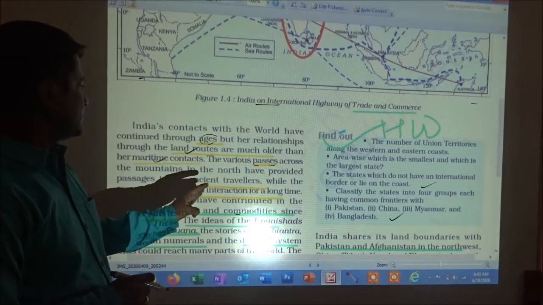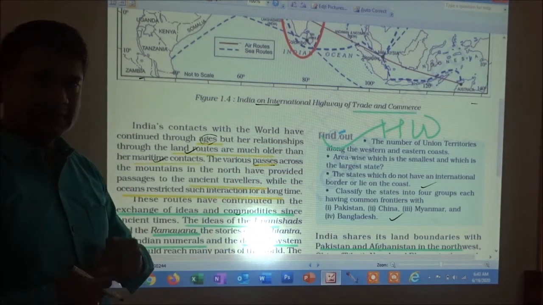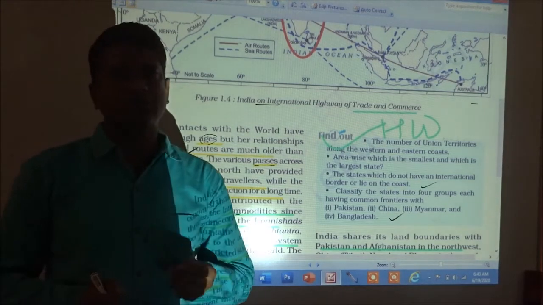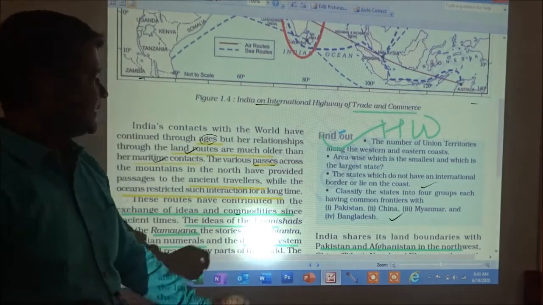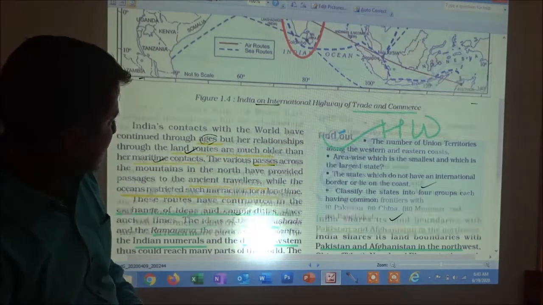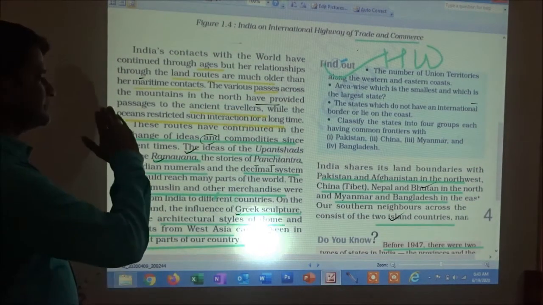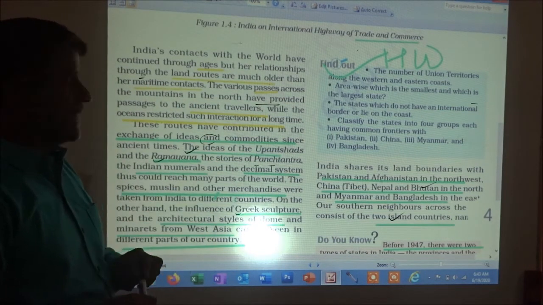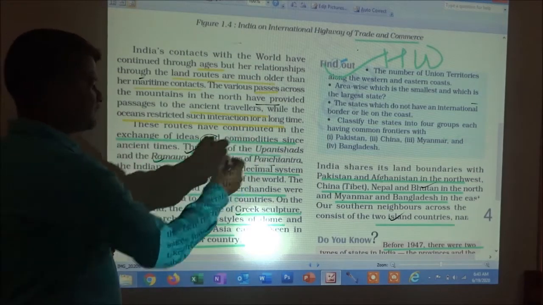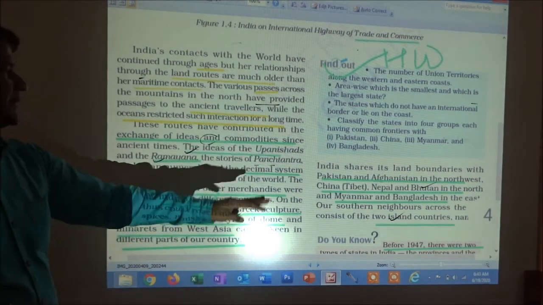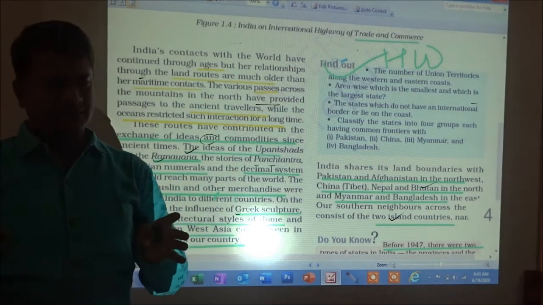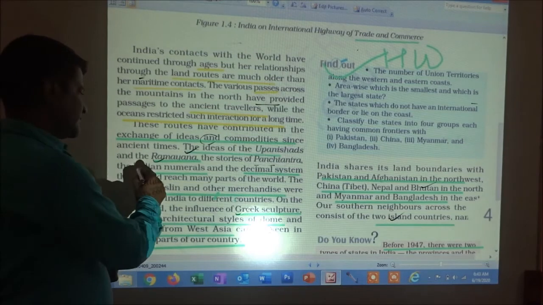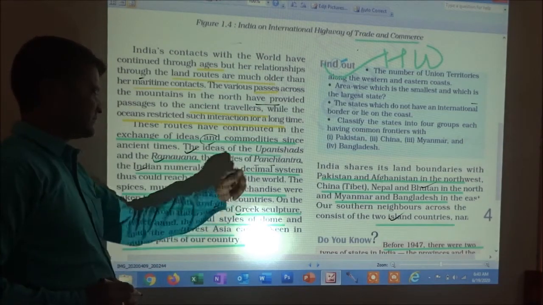Because of this relationship with the nations in the world, India also benefited, and India also contributed significantly to world history. How? Just look, when this relationship developed, the world benefited from the ideas of the Upanishads, the Ramayana, and the moral stories of the Panchatantra, which is very popular among children and students. The world also benefited from the Indian numerical system, the decimal system.